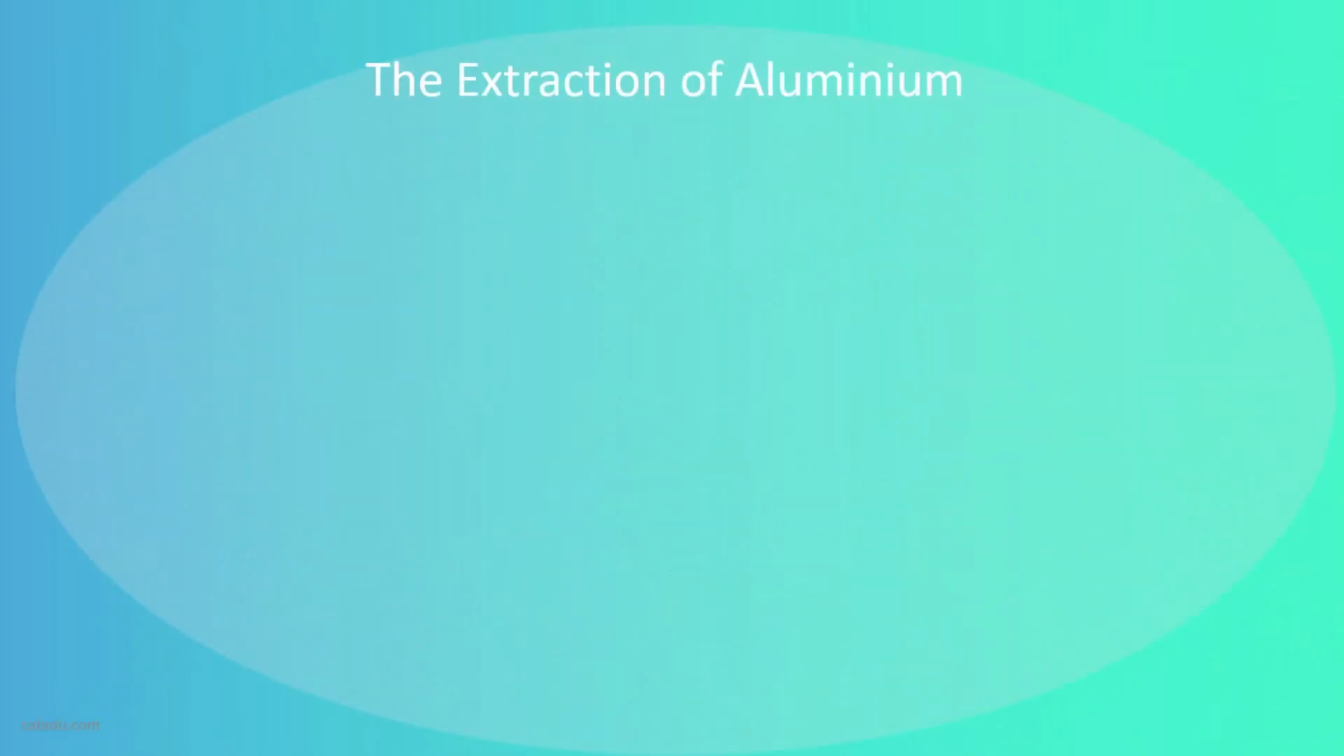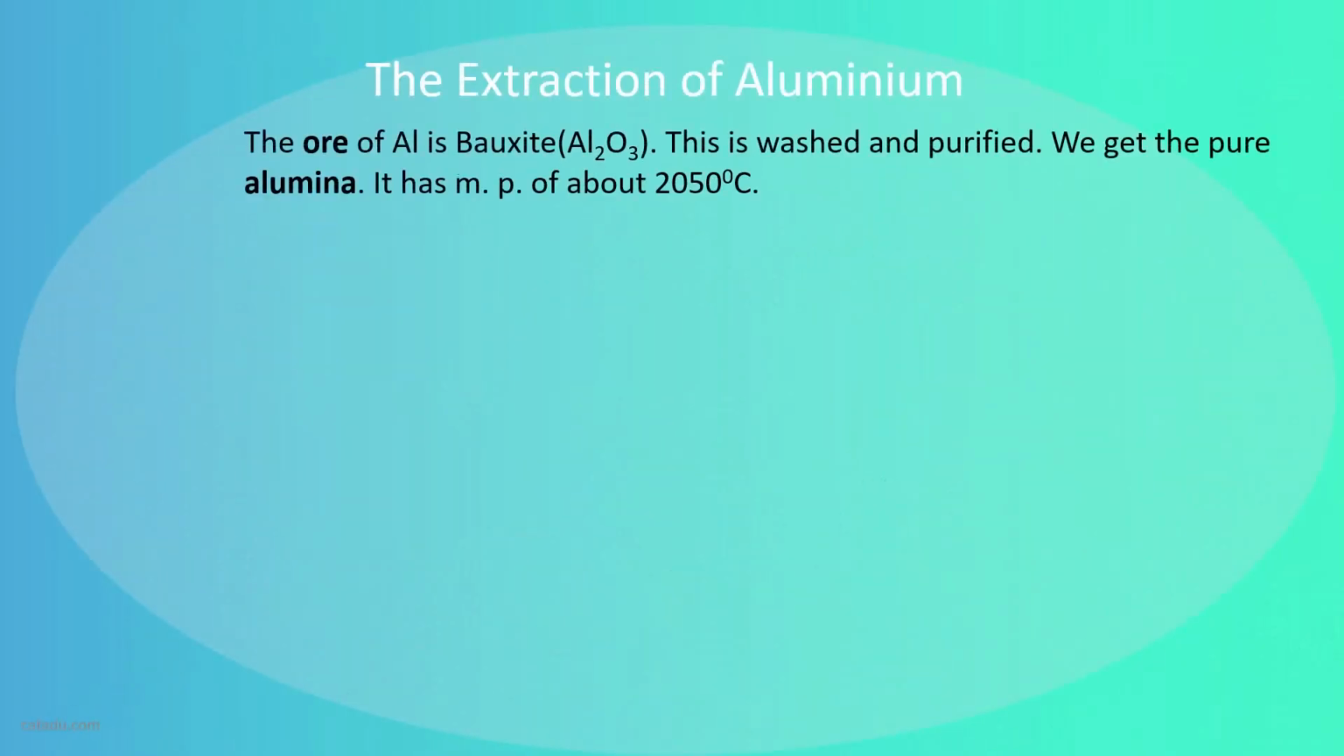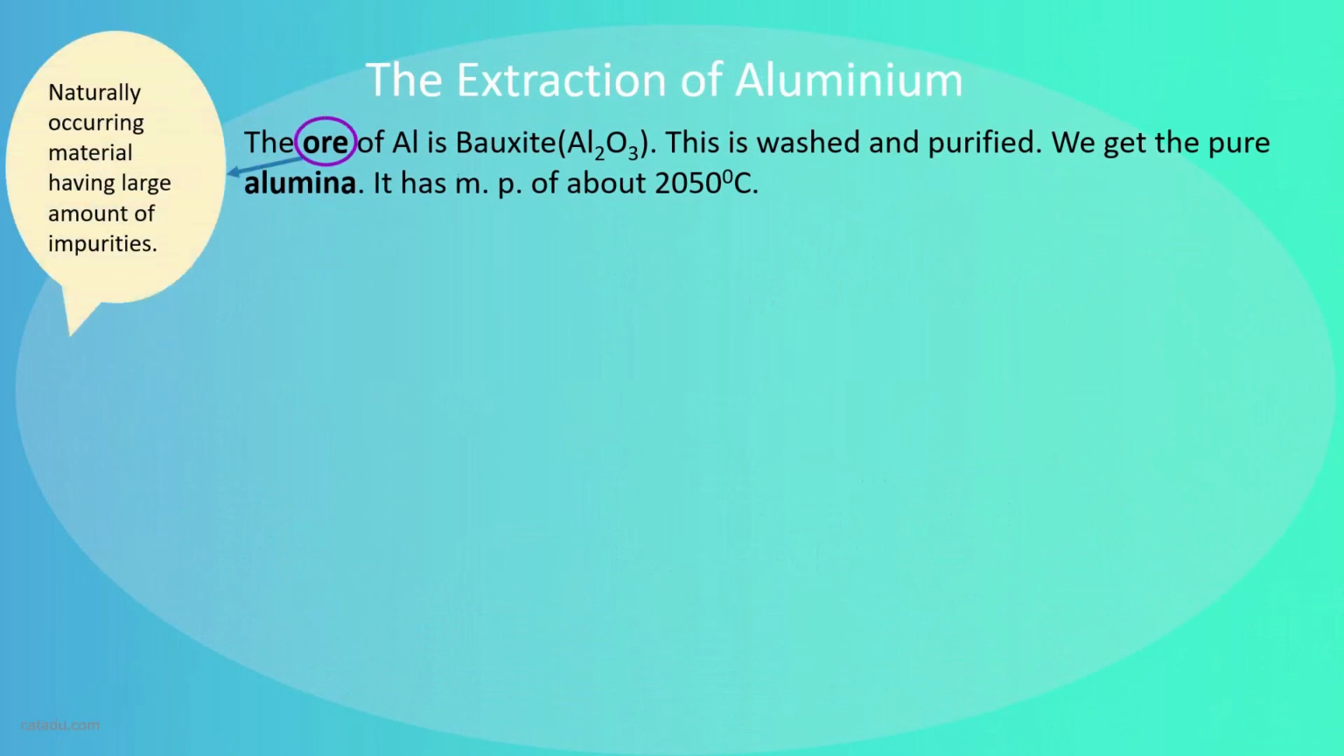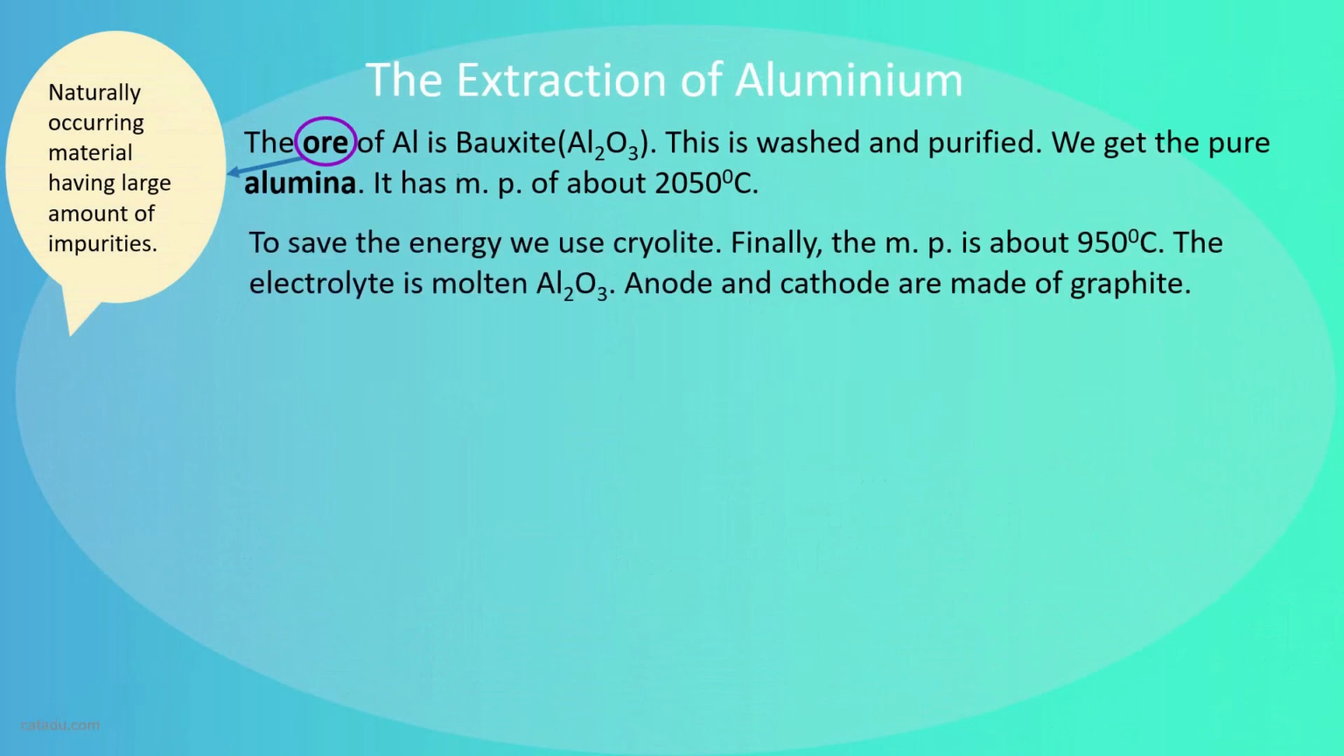The extraction of aluminium. The ore of aluminium is bauxite. It contains many impurities, so we have to wash it and clean it. We get alumina, with a melting point of 2050. If you don't know, an ore is a naturally occurring material having a large amount of impurities. Since the melting point of alumina is very high, to save energy, we have to add cryolite. The melting point is reduced to 950. The anode and cathode are made of graphite.